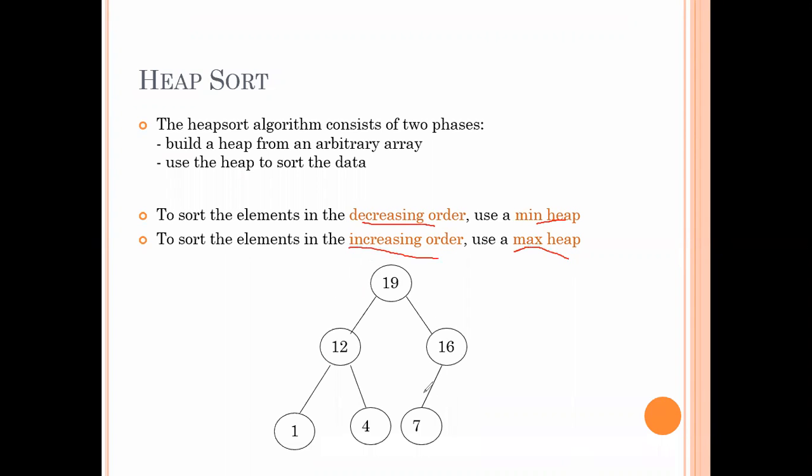So this is our max heap, which means the biggest value should be the root. In this original tree, 19 is the biggest value and is the root. In this subtree of the original tree, 12 is the biggest value, the parent node of 1 and 4, and 16 is also the biggest parent node of 7. This is the example of a max heap. I hope this point is also clear to all.